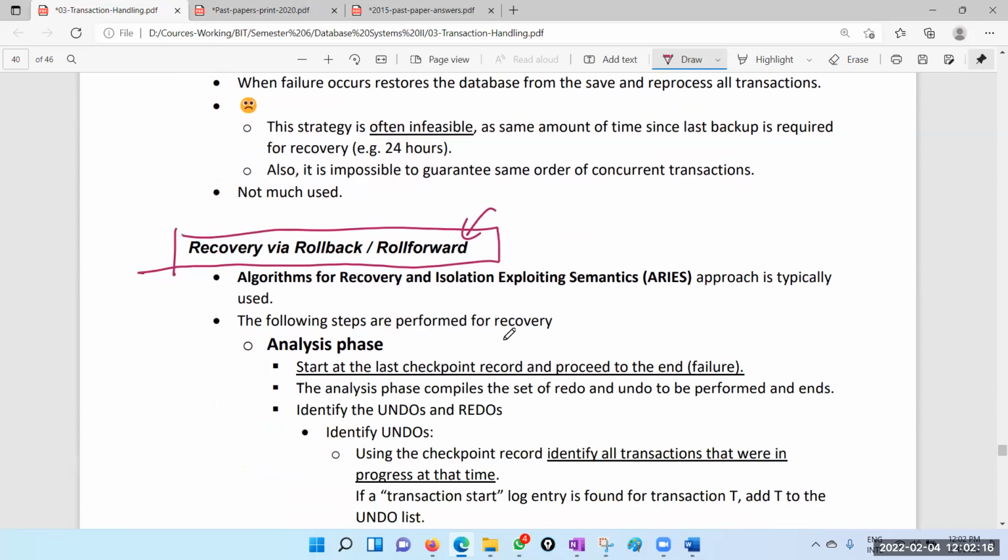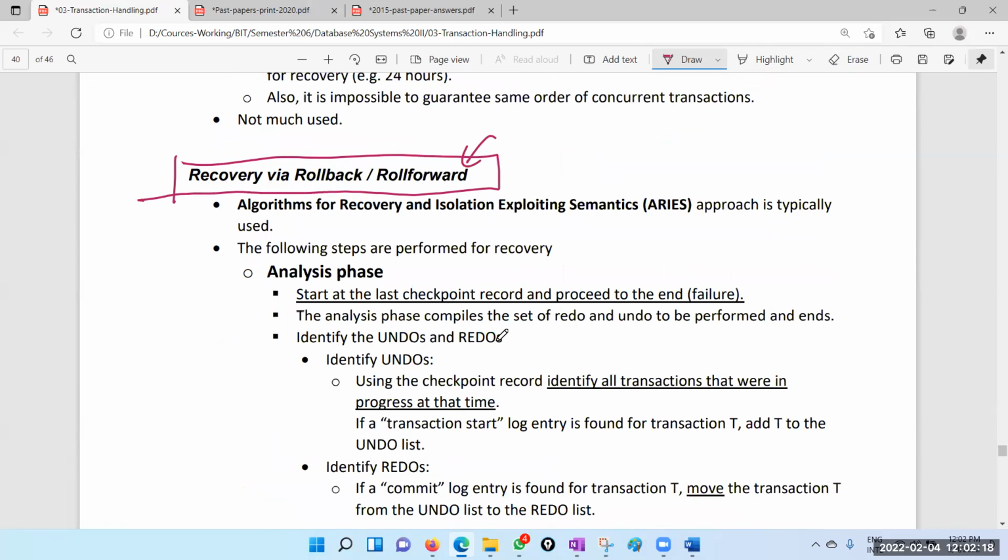So we use an algorithm or strategy called Algorithm for Recovery and Isolation Exploiting Semantics, or ARIES. So don't worry too much about the name. In the good old days they came up with these long names.